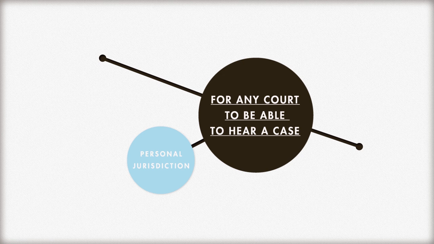Second, the court must have jurisdiction over the type of claim on which the lawsuit is based. This is called subject matter jurisdiction. Third, the court must be geographically located in the proper place in light of where the facts of the case occurred. This is called venue.